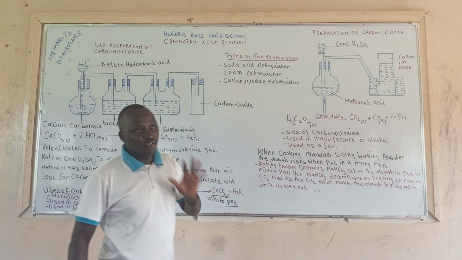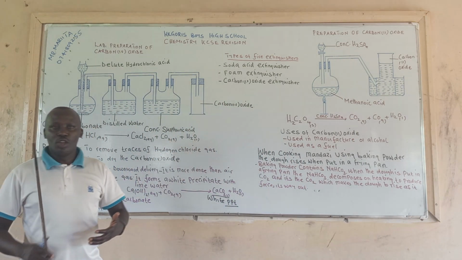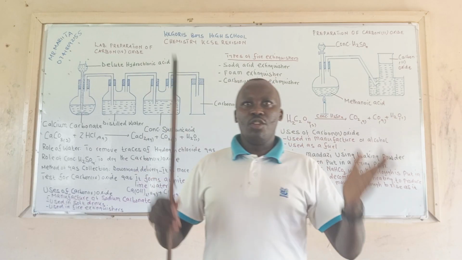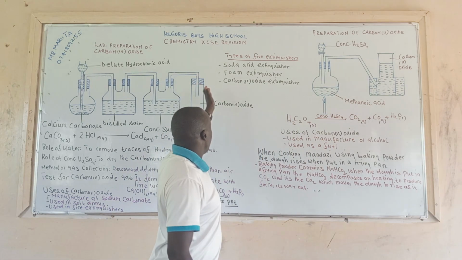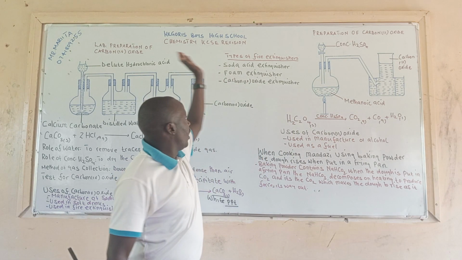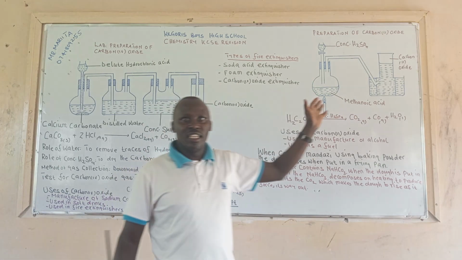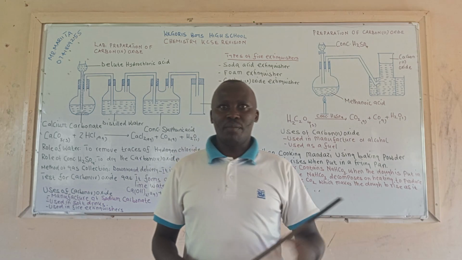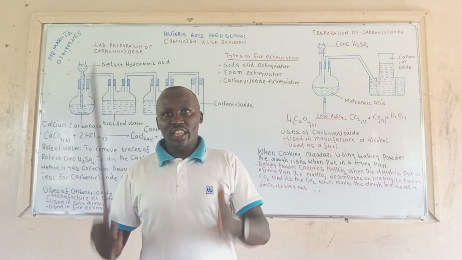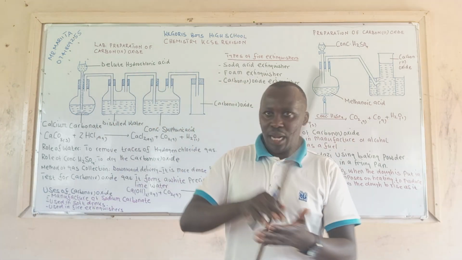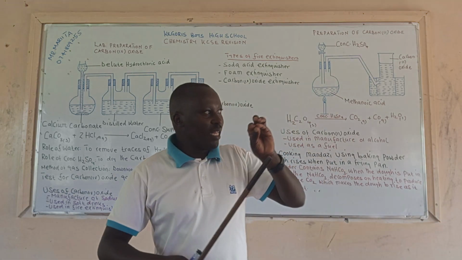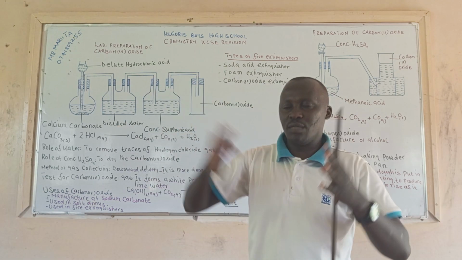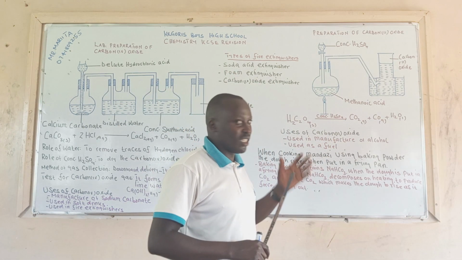There are types of these fire extinguishers. If you are required to give the types of fire extinguishers, you just say that one of them is the soda acid extinguisher. This soda acid extinguisher contains sodium hydrogen carbonate at the bottom and dilute sulfuric acid at the top. So when these two react, they produce carbon dioxide.